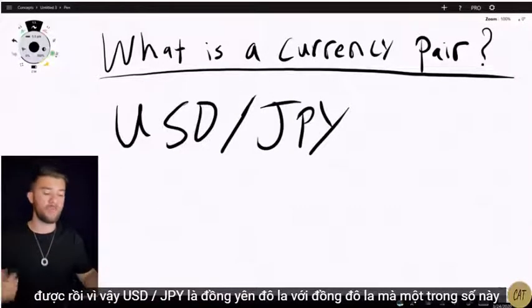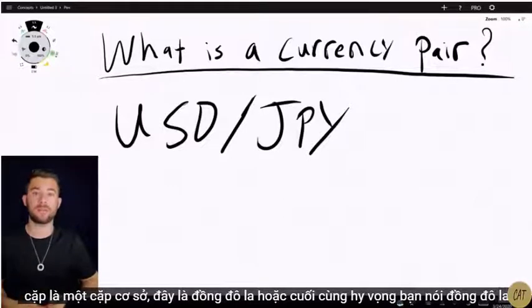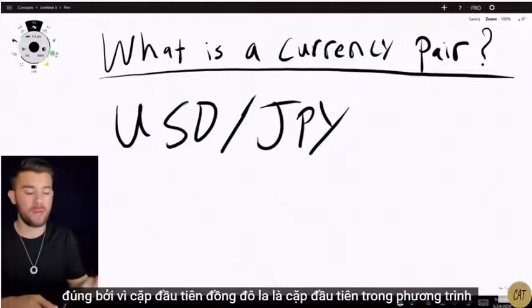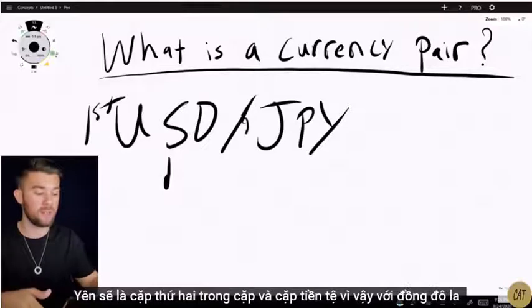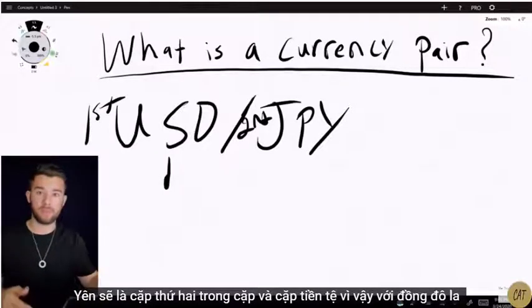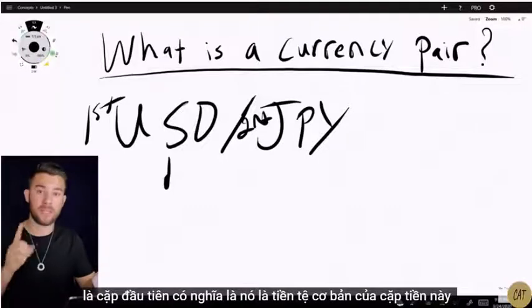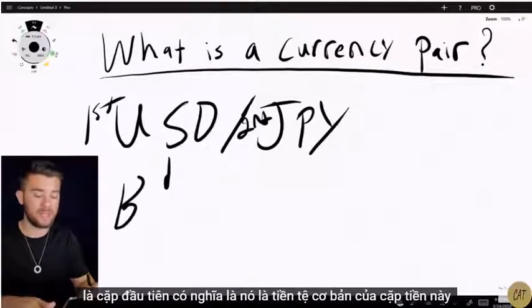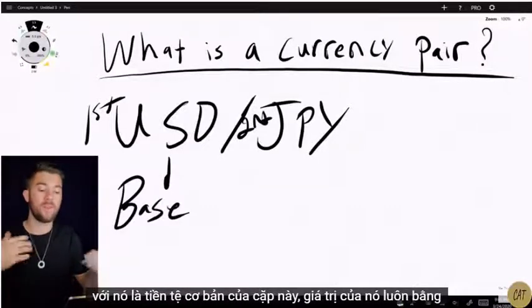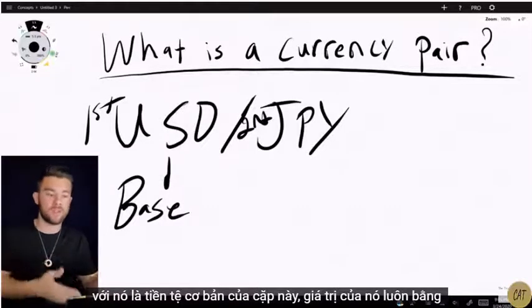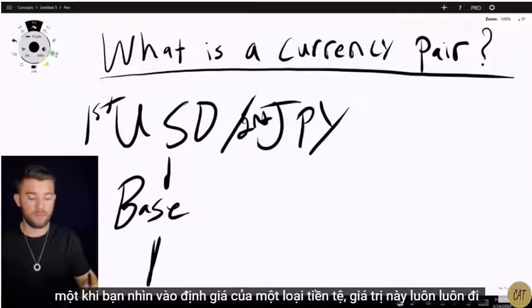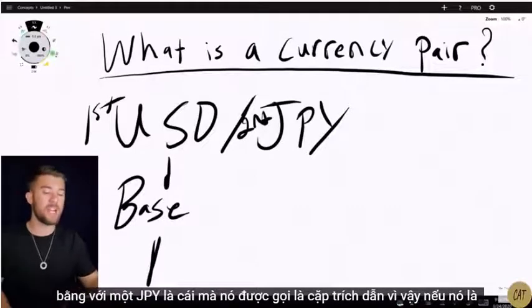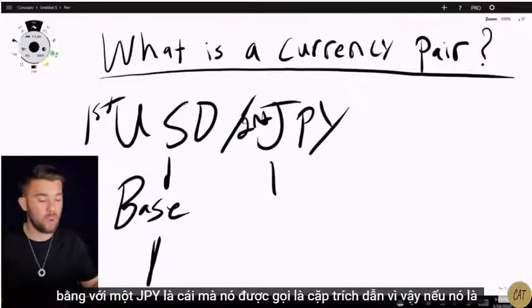With the dollar yen, which one of these pairs is a base pair? Is it the dollar or the yen? Hopefully you said the dollar, right? Because the dollar is the first pair in the equation. The yen would be the second pair in the currency pair. So with the dollar being the first pair, that means it is the base currency of this currency pair. With it being the base currency, what's its value always equal to? 1. When you're looking at the valuation of a currency, this value is always going to be equal to 1. The JPY is what? It's called the quote pair.